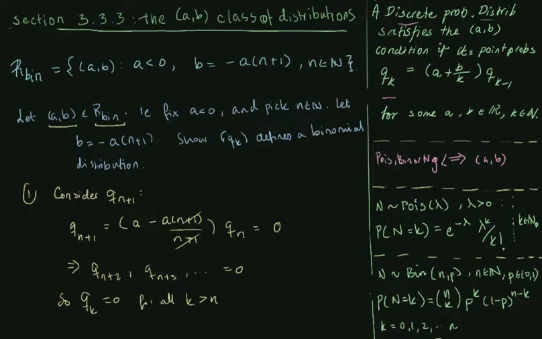Now, when we say let a, b lie inside the ab region for the binomial distribution, what we mean is: fix an a that is smaller than 0. And then we also want to construct b so it lies inside the region. So we need to pick a natural number n and let b be given as minus a multiplied by n plus 1. So now we've picked an a, b inside this region.